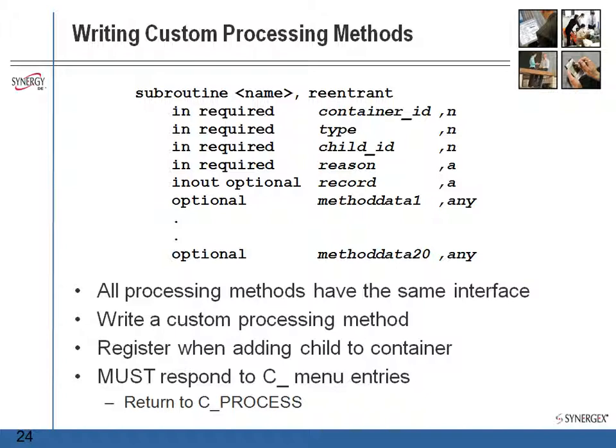Methods can also receive a record or a data parameter. If a method data index was specified as the child was added to the container, then they will receive this record in this parameter, and each will receive any method data arguments that were passed to cProcess. The job of the method is to do whatever it needs to do in order to process the child concerned, and then to xreturn to cProcess if any of the C_menu entries are encountered at any time.